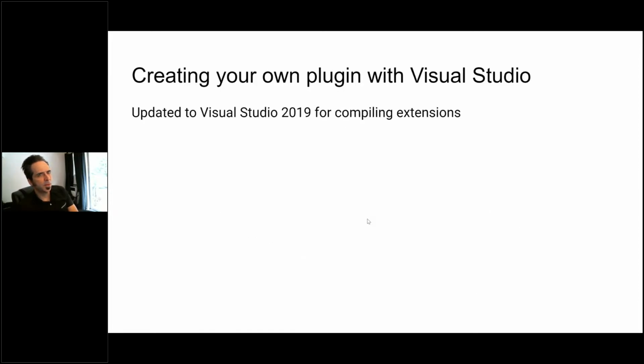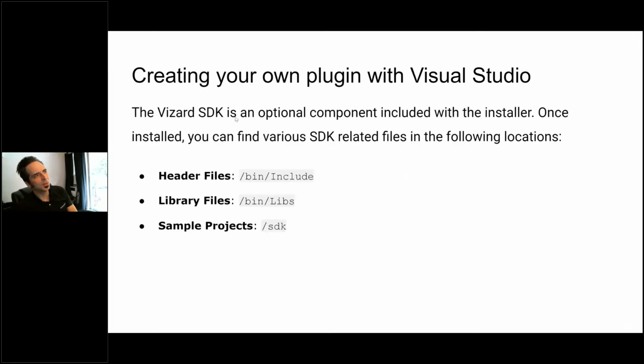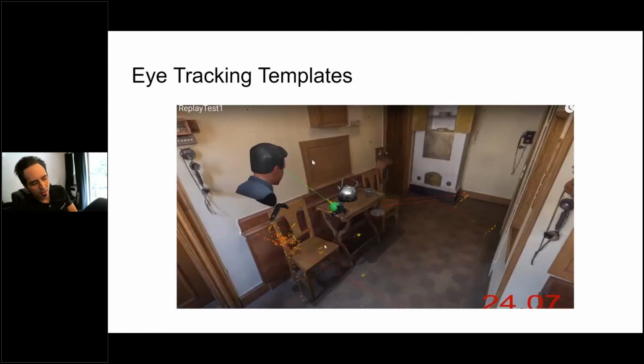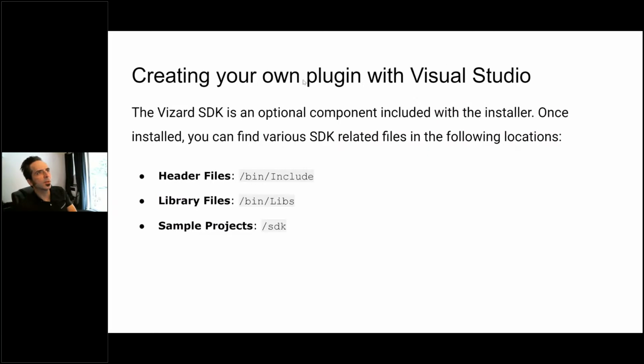And the last thing I want to point out, if you're not familiar, is that you can create your own plugins for Vizard using our SDK. We've updated the requirement for doing that up to Visual Studio 2019, which is what you would use for compiling extensions for Vizard. I'm not going to go into detail step-by-step on how to do that, but all the information is in our documentation under reference, and then Vizard SDK, and it walks you through step-by-step on how to do that. And that's basically the last thing I wanted to point out on the updates to Vizard 7.